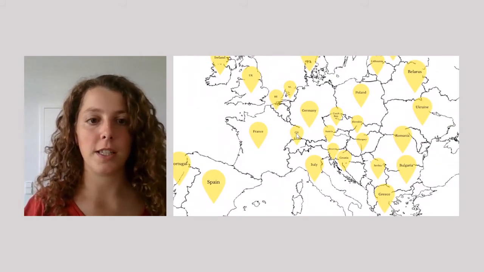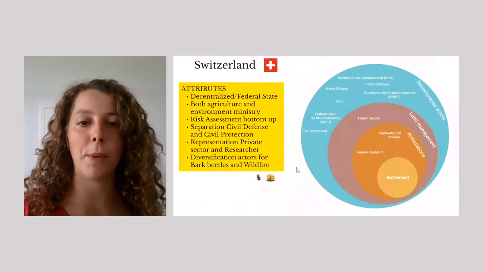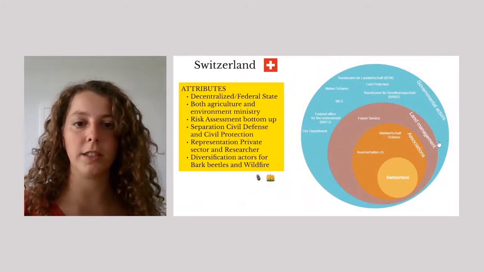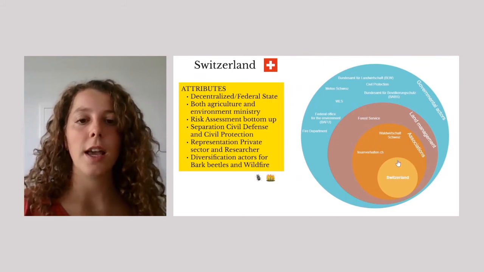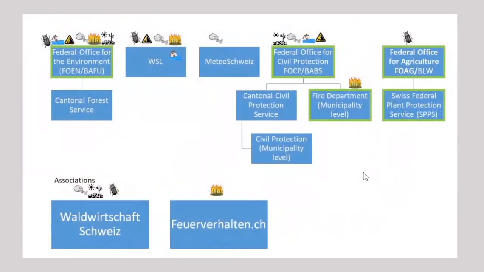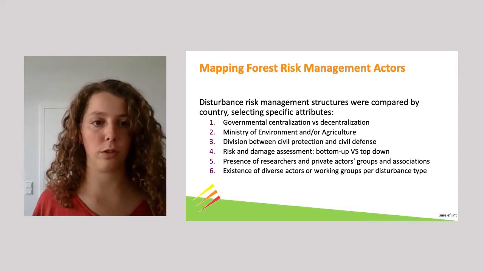For instance, we can see Switzerland. We prepared a map of stakeholders where you can see all the actors involved at governmental level, the land management and associations, and then an organizational chart where you can see all the interdependencies between actors, in which disturbance they are involved and specialized, and which ones are the key players.